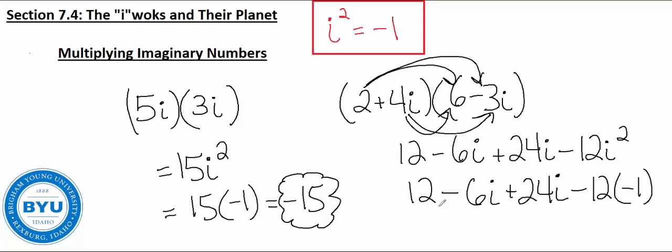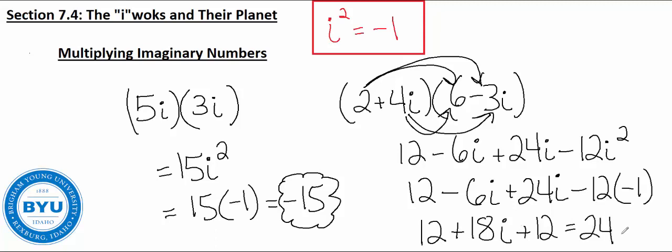So let's add these all together. I get 12, -6i plus 24i, that's plus 18i. And -12 times a -1 is plus 12. So 12 plus 12, that's 24 plus 18i. Woo-hoo. Crazy. So imaginary numbers do strange things when multiplying. Sometimes when you multiply them, you're going to end up with i squared, which is -1.